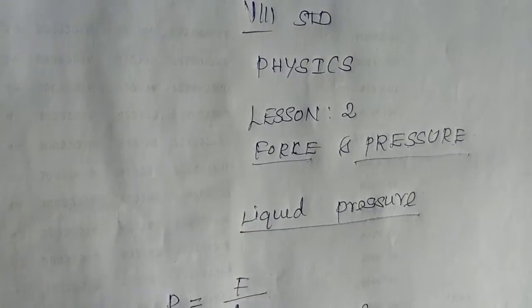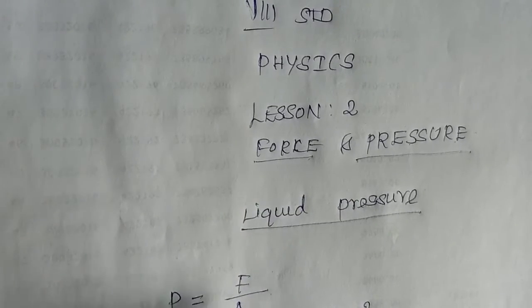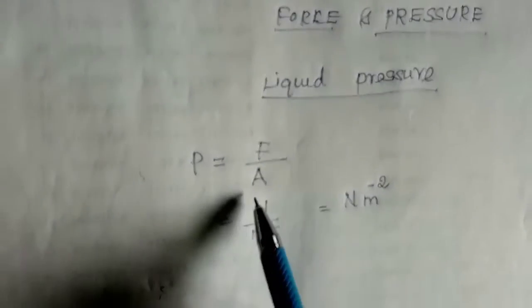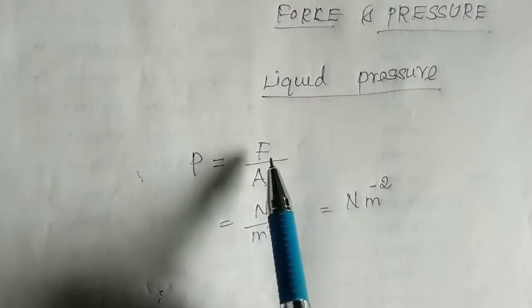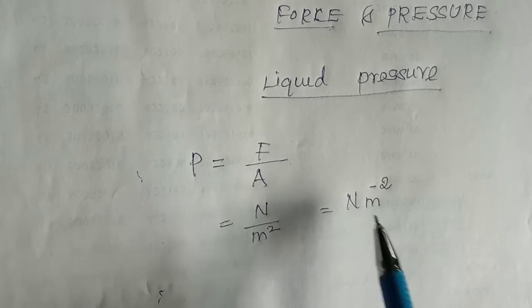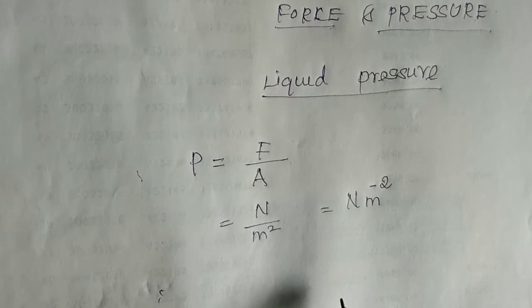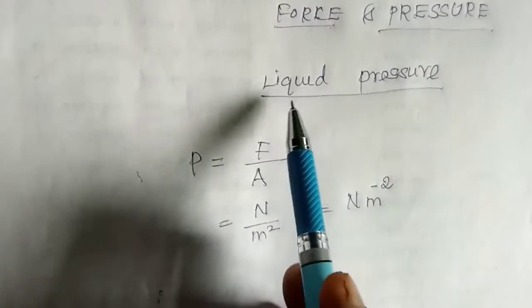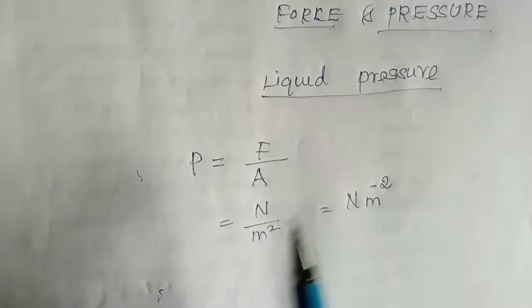What is pressure? Pressure is nothing but force acting on the unit area. The unit for force is Newton, the unit for area is meter square, so the unit of pressure is Newton meter power minus 2. Now we are going to continue with what is liquid pressure.